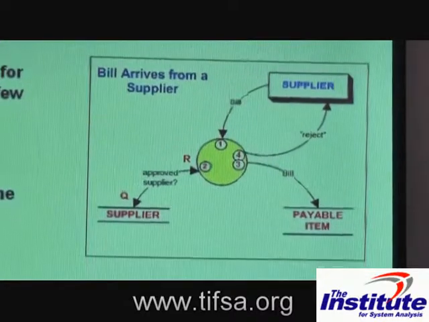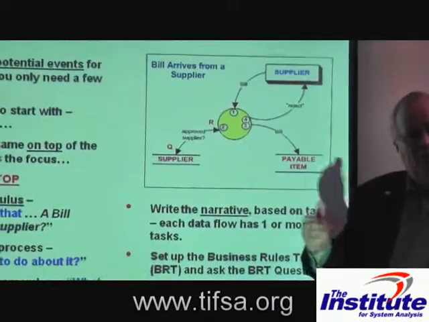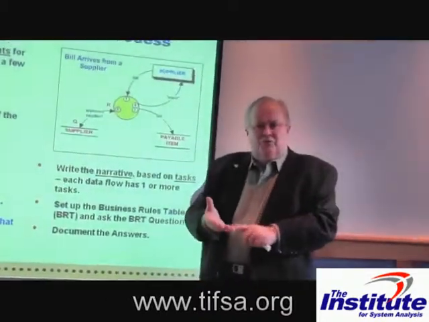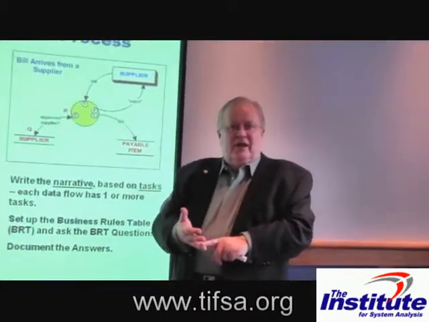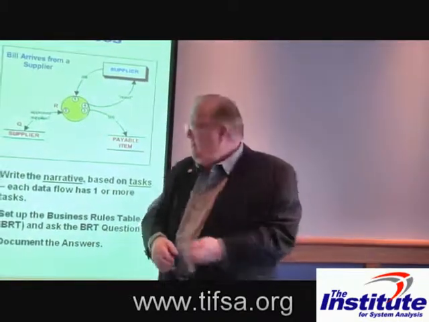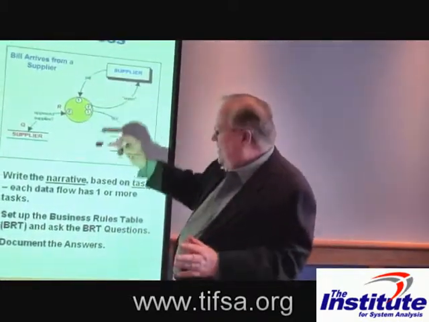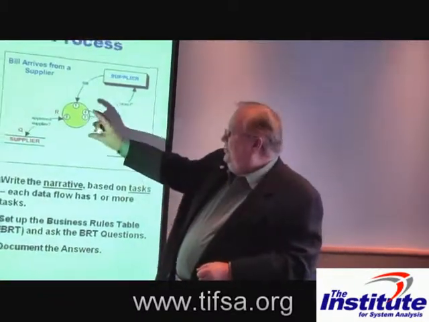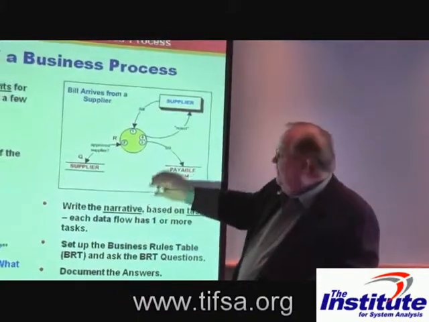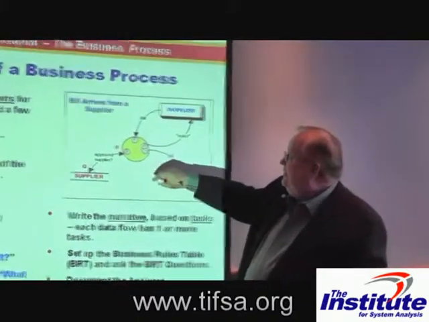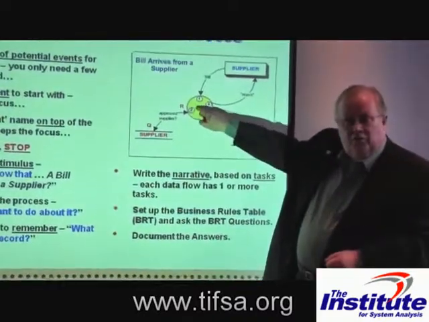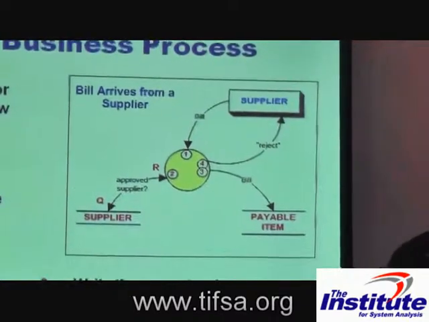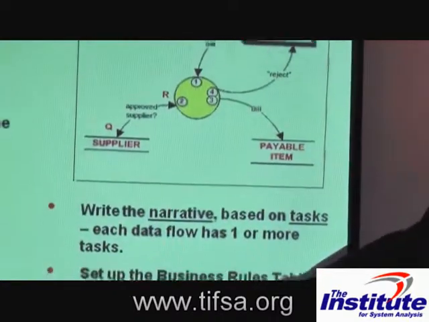And we can write a narrative in point form or in any prose that you like. The point form is good because you don't have to worry about punctuation, you don't have to worry about grammar, things like that. You just write a task statement. So you have 1, 2, 3, 4 tasks. Write those down, and then, so now you have a narrative. Then you give it a name, such as receive bill or record bill, something like that. A good strong verb, noun construct in this case. Okay? Then you do the business rules table.